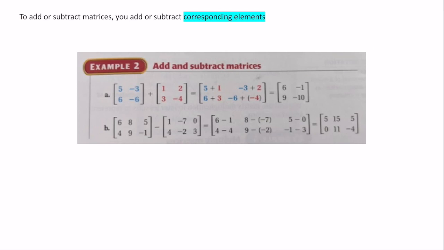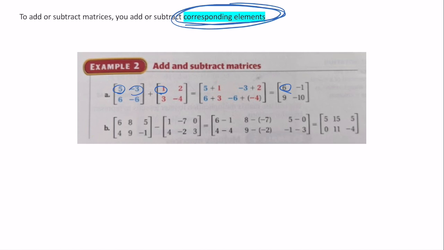So the next thing we need to be able to do is add or subtract matrices, and to do that all you do is add or subtract the corresponding elements of the 2. So in the first one you can see we have this 2 by 2 matrix and we're adding it to another 2 by 2 matrix, and so I'm just going to add the 5 and the 1 and you get 6.